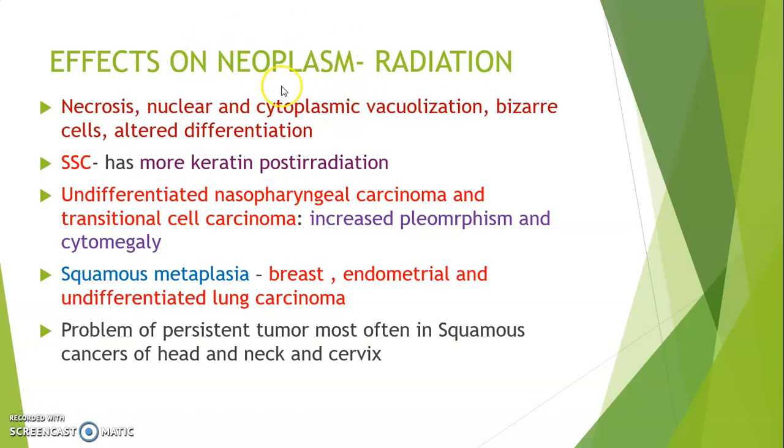So, effects of radiation on neoplasm: necrosis, nuclear and cytoplasmic vacuolization, bizarre cells. Squamous cell carcinoma has more keratin post irradiation. Undifferentiated nasopharyngeal carcinoma and transitional cell carcinoma show increased pleomorphism and cytomegaly. Squamous cell metaplasia in breast, endometrium, undifferentiated lung carcinoma. So, we will discuss in detail the effects of radiation on neoplasm in the next lecture.